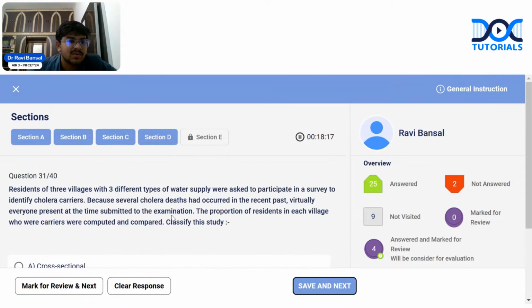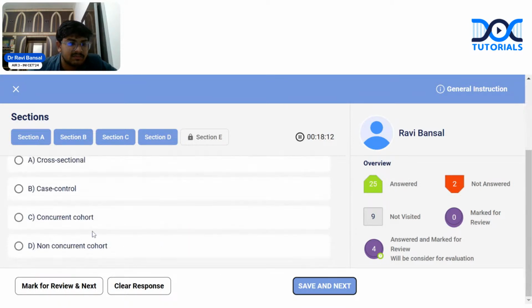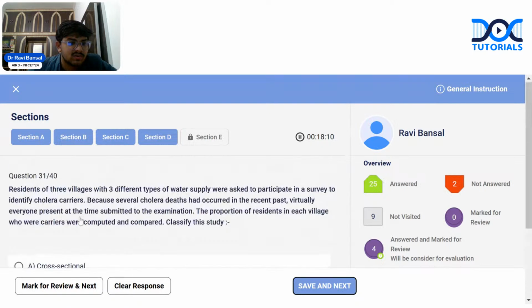So this cannot be cohort. Cohort is exposure to disease, prospective in time. So this cannot be cohort. So three villages, three different types of water supply, asked to participate in a survey of cholera carriers.